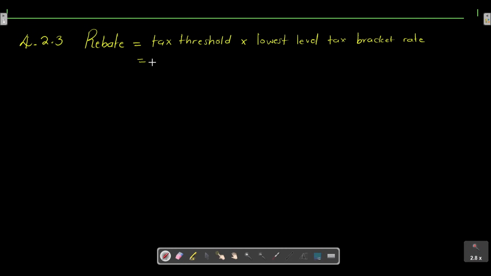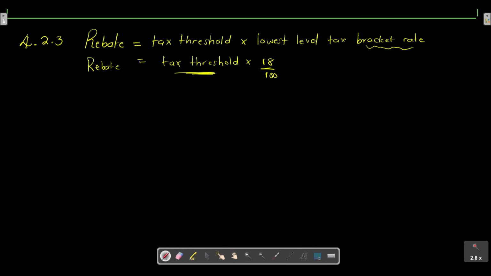So we're just going to leave that as your tax threshold. Multiply, what is the lowest level tax bracket rate? It was 18 divided by 100 because it was 18%. Okay, so we're going to use this formula, and we're going to manipulate it so that we make the tax threshold the subject of the formula. So we want to isolate this tax threshold. How do we isolate it?